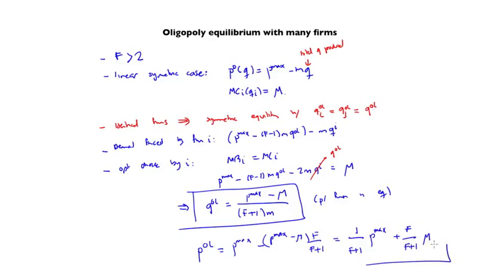Okay. Notice one interesting thing. We know that in a competitive equilibrium, as we saw before, the equilibrium price is mu, and here what we have is a weighted combination of this larger number P max and mu, but as F increases, the weight shifts more and more to mu, so it converges to the competitive equilibrium as F goes up.